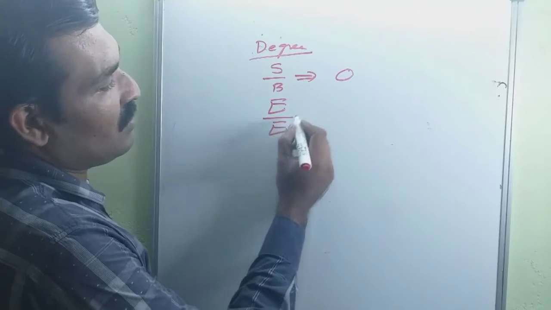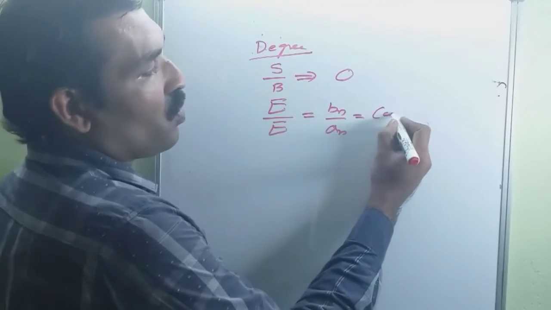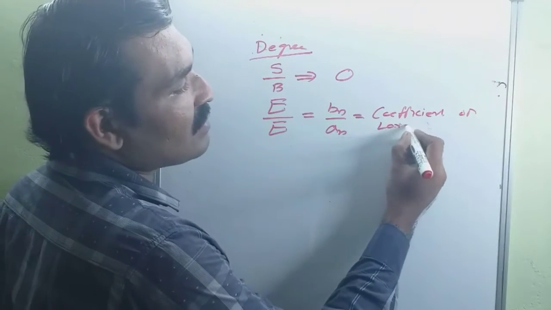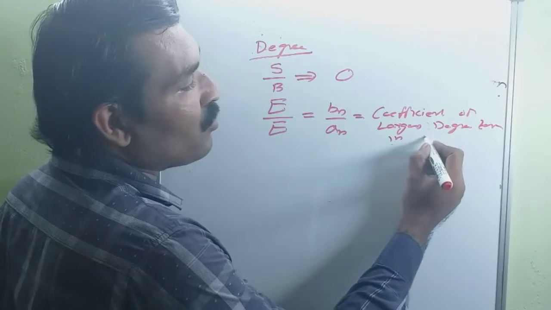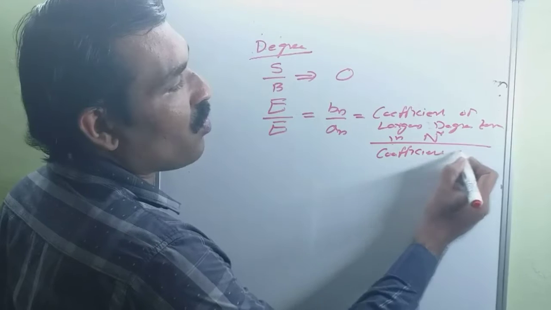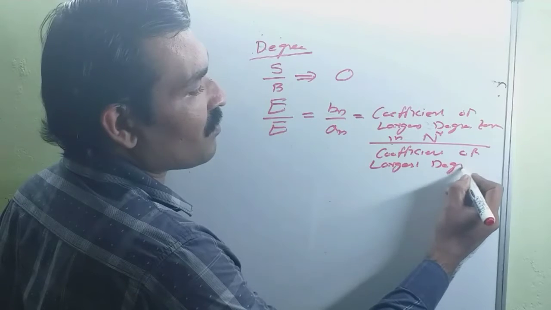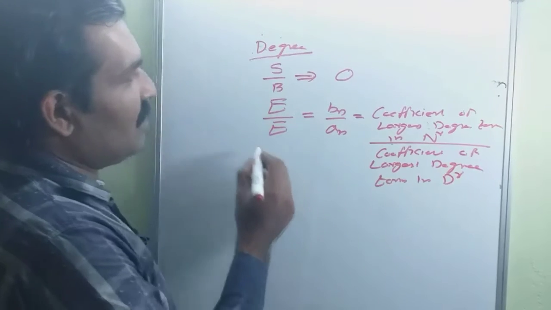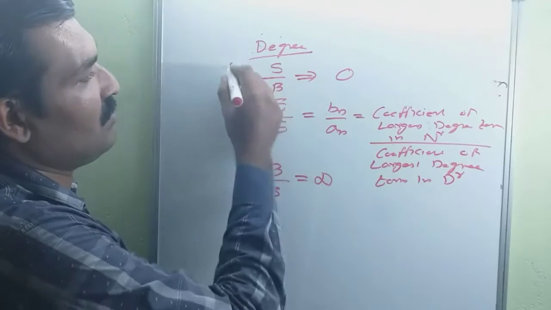Equal by equal, then answer is equal to bn by an, that is equal to coefficient of largest degree term in numerator divided by coefficient of largest degree term in denominator. Now if the degree is big by small, then answer is equal to infinity.